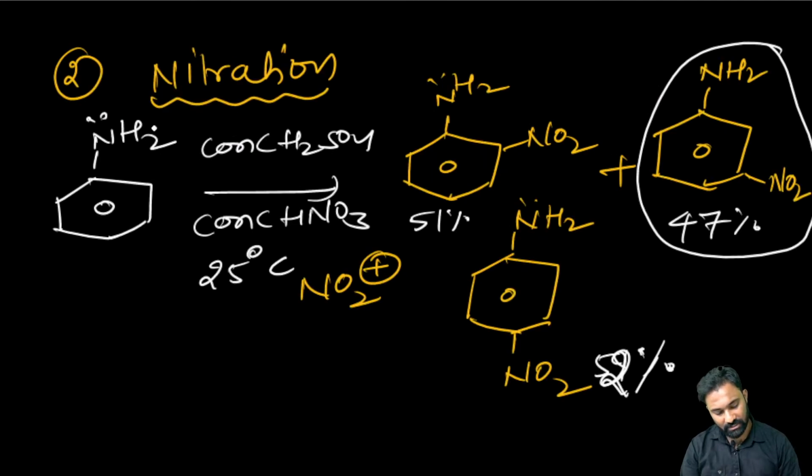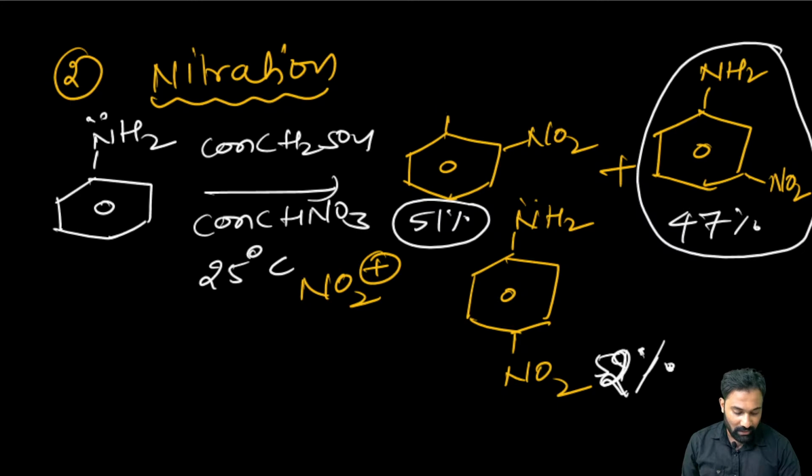Due to the strong meta directing group, the NO2 will be readily attracted at the meta position. Clear in this manner. Now when we did the nitration, we got three products. My dear friend, may I know why the 51% ortho-nitroaniline is major? Why is the nitro group at the ortho position stable in the aniline? Why is it stable? May I know?